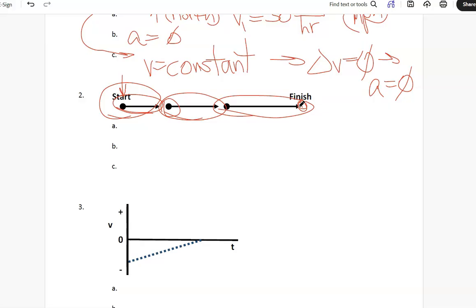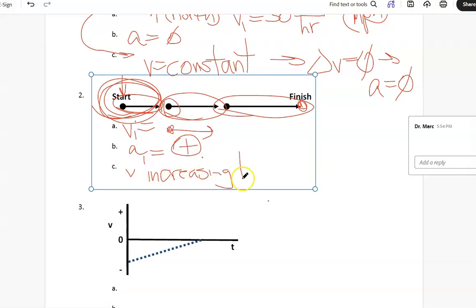Well, we know our initial velocity is whatever that first arrow is. That is our initial velocity. Our acceleration is a positive value. It's increasing the velocity to the right. It's making the velocity go up. And so we know the acceleration is positive because the velocity is increasing to the right. It's becoming more and more positive.